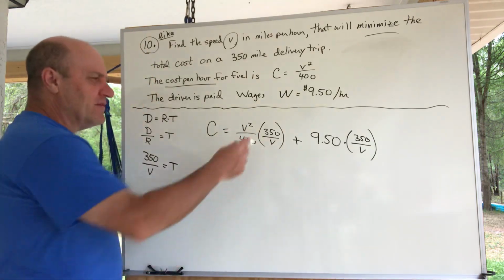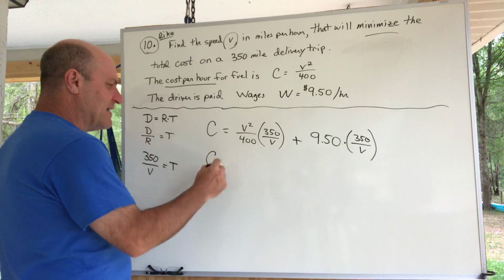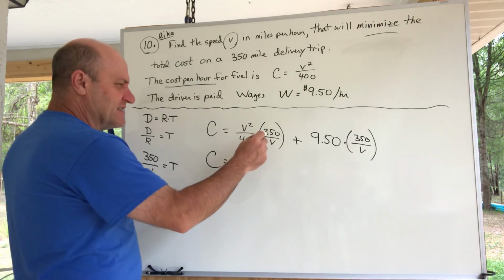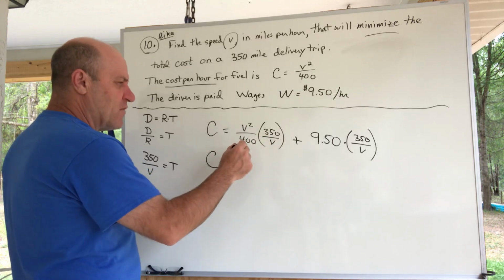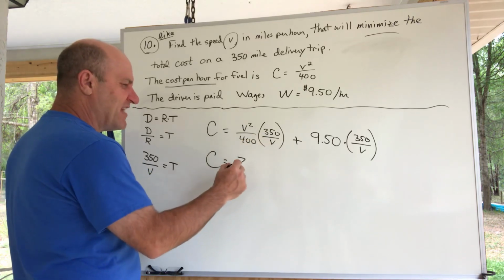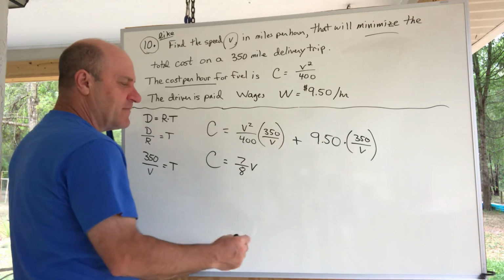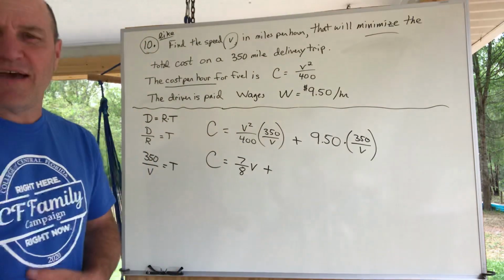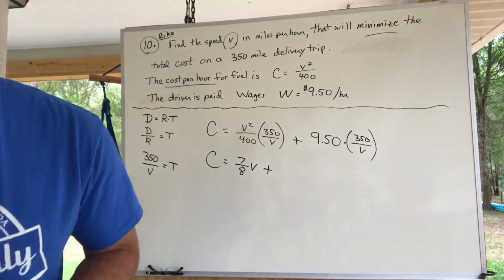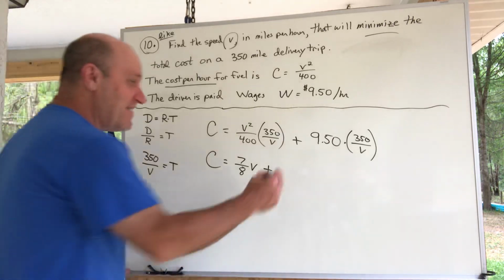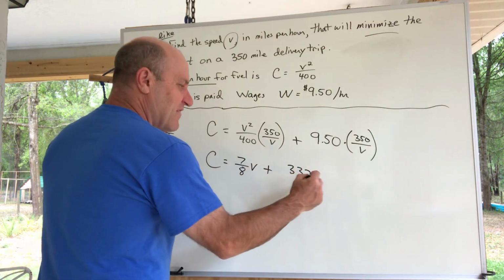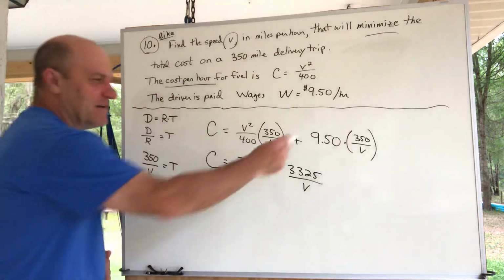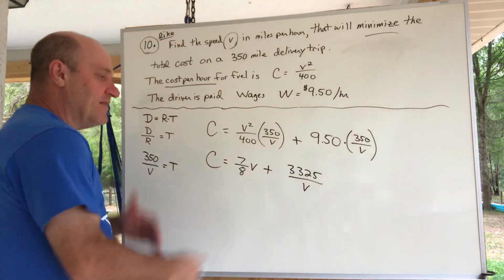Well, before I do a derivative, let's do a little simplifying. I might need a calculator. Let's see, one of these v's will cancel, and I can simplify the 350 over 400. Well, I think I can call that 7/8 v. Plus, I'd like to know what 9.50 times 350 is with a calculator. The answer is 3325. 3325 over v. That's 9.50 times the 350.